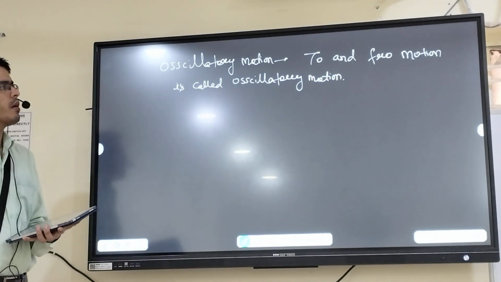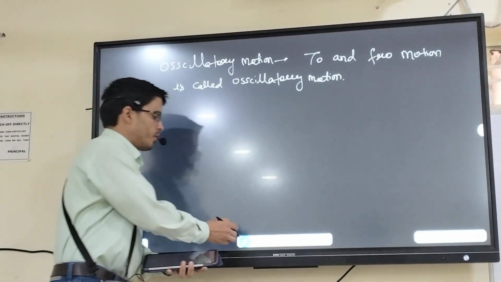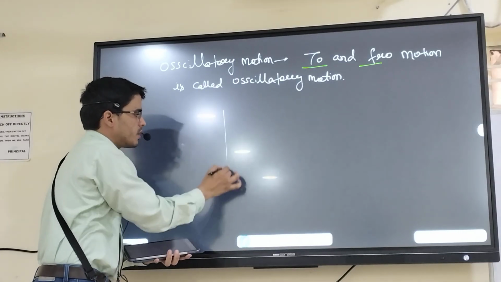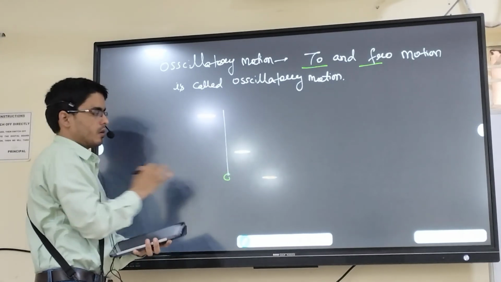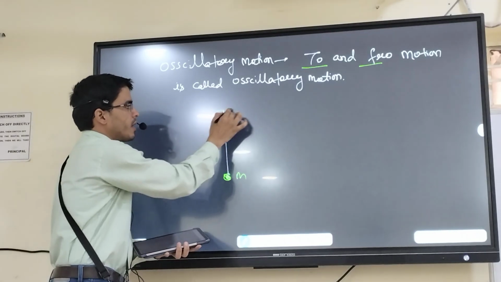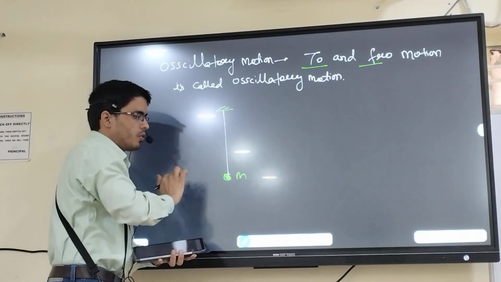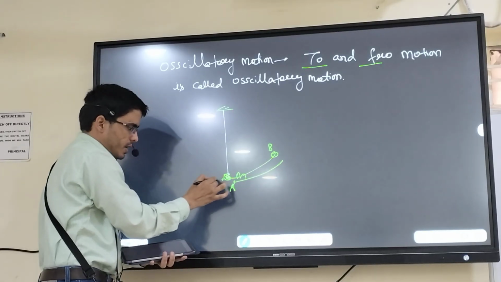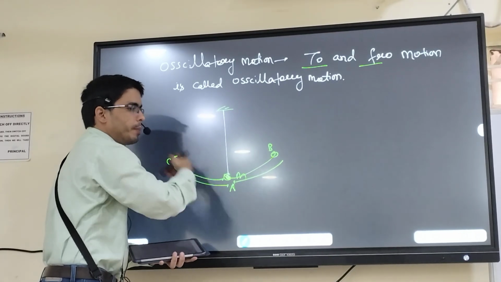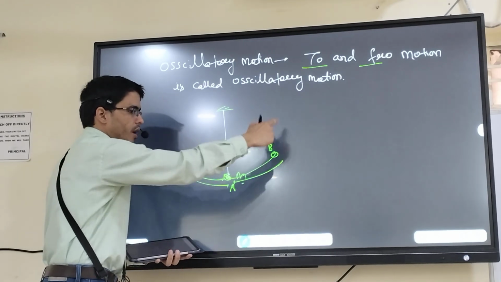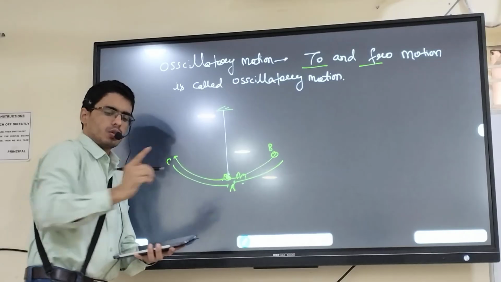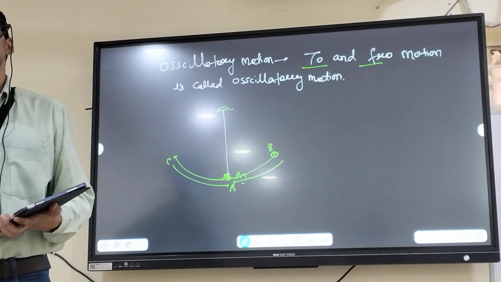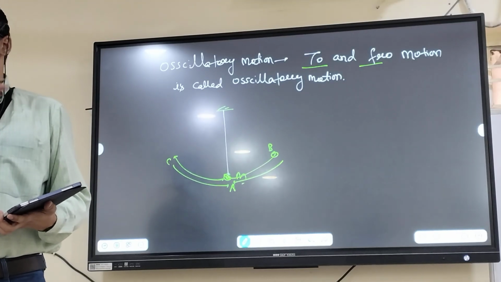Can anyone tell what is the meaning of to and fro? Suppose there is one string and an object of mass m fixed here. I apply force, so it will go up to this point. Suppose that point is A, this point is B, and further it will go to C. It will repeat itself. That is called oscillation, to and fro, to and fro motion. So what is periodic motion? It repeats its path after one fixed time. And to and fro motion is front and back, front and back.